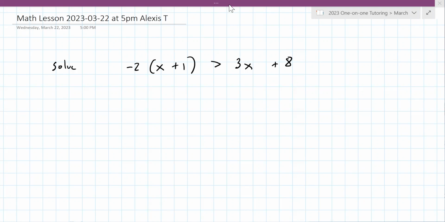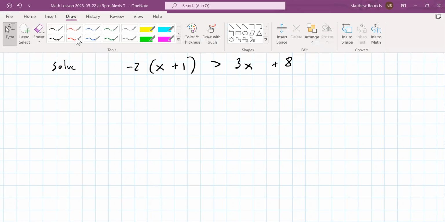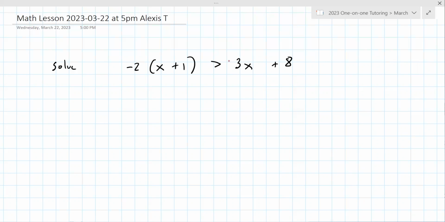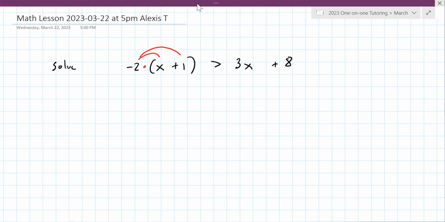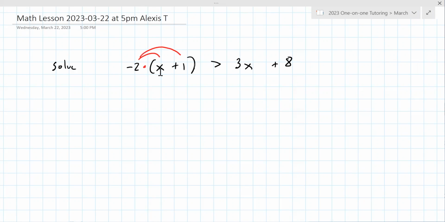Would you subtract 3? You could do that, and one reason you can do that is your goal is to move everything to one side or the other. This negative 2 is multiplying the x plus 1. It's probably better to distribute that first. Now you will eventually move the 3x over here. Can you tell me the result from distributing something like this? Negative 2x minus 2. Good.